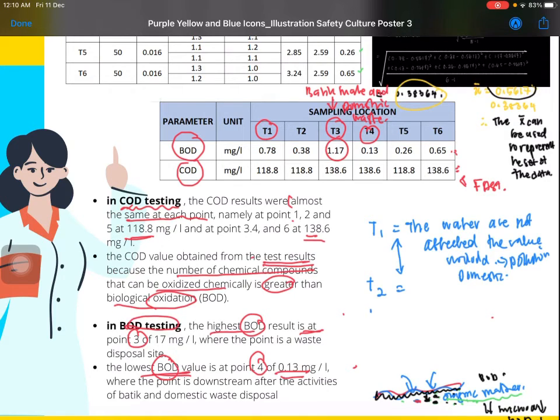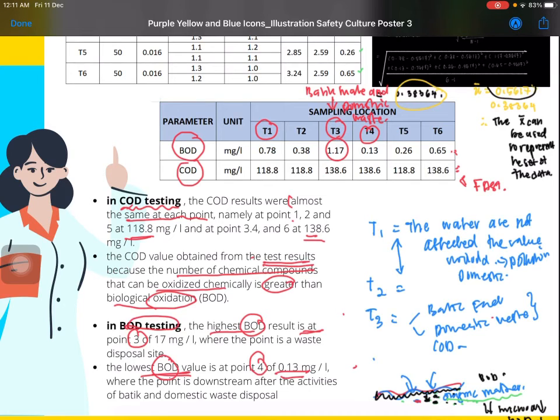At T3, the location is a potentially contaminated area, with pollution from batik waste, factory and domestic waste, and a lot happening here. Therefore the value is higher, because COD shows whether the place is polluted or not.